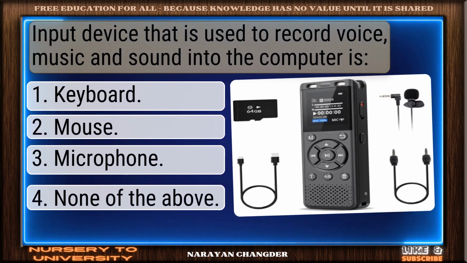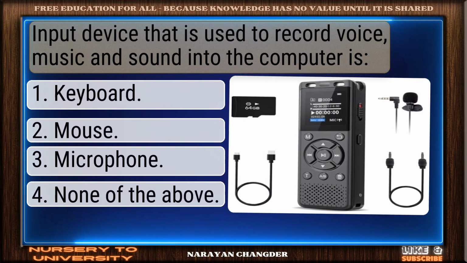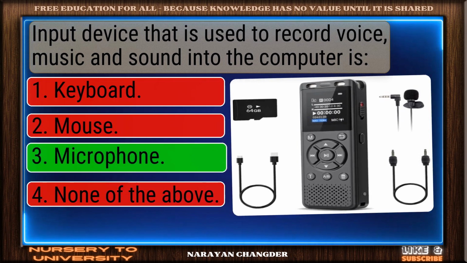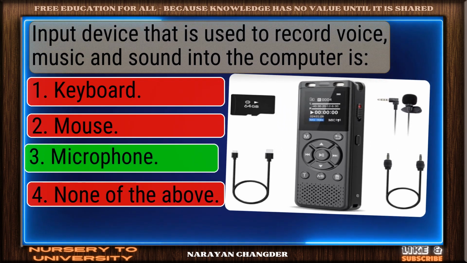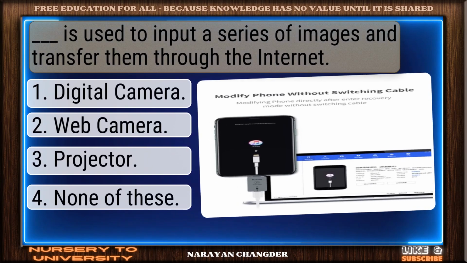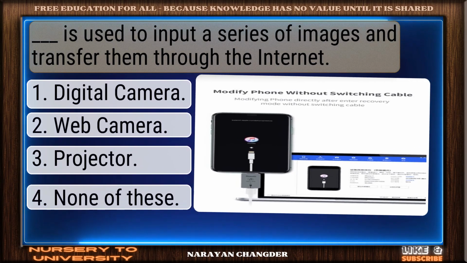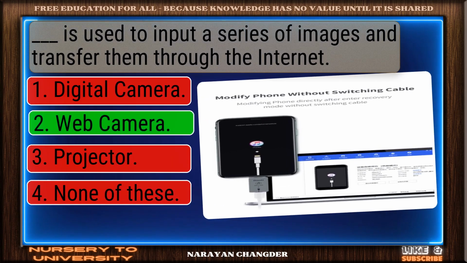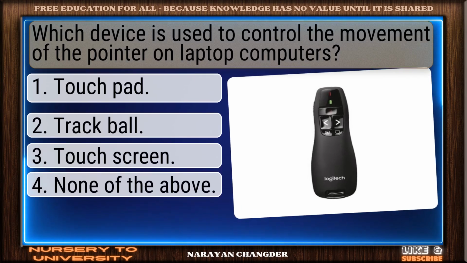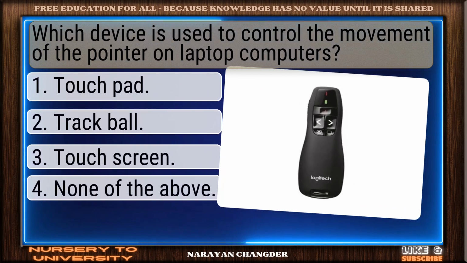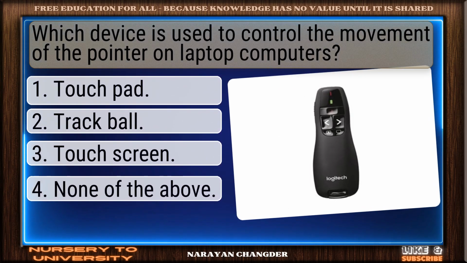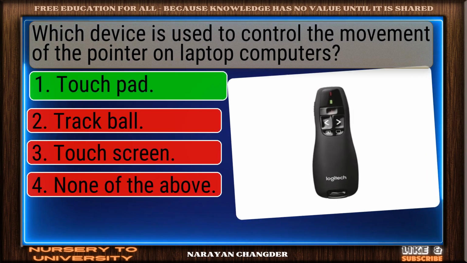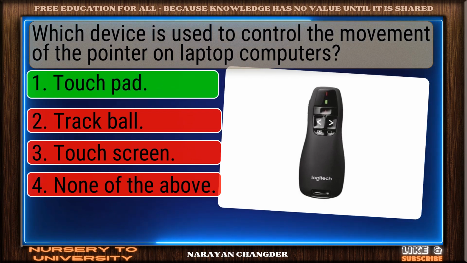Input device that is used to record voice, music, and sound into the computer is. Right choice. Microphone is the best answer. Dash is used to input a series of images and transfer them through the internet. Good job. Your answer web camera works well here. Which device is used to control the movement of the pointer on laptop computers? Well reasoned. Touchpad is the correct choice.